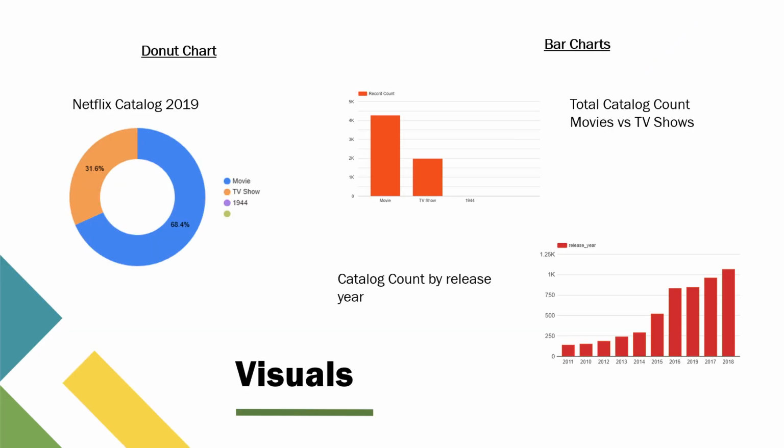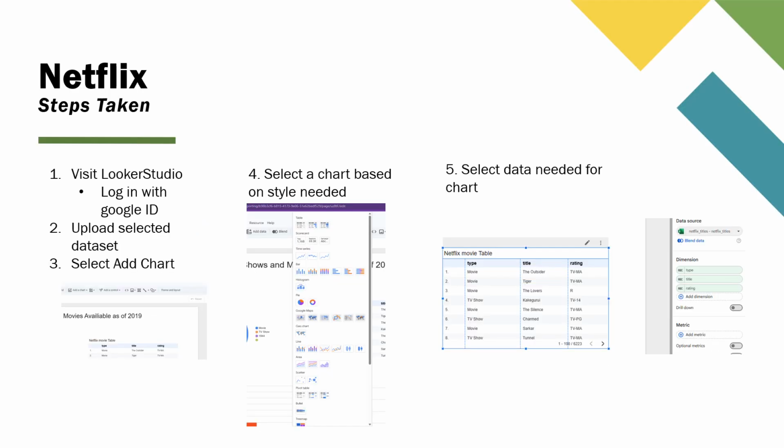Up first, we have a donut chart. This chart is a breakdown of the Netflix catalog in 2019 by percentage of movies and TV shows. Then we move over to our bar charts, where we have a total catalog count for the movies and TV shows available on Netflix. And finally, we go over the number of movies based on their release date that are available in the catalog.